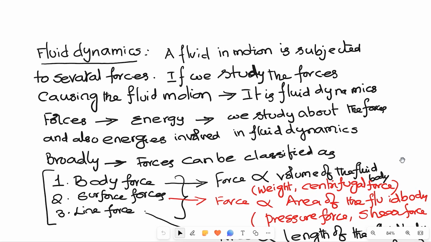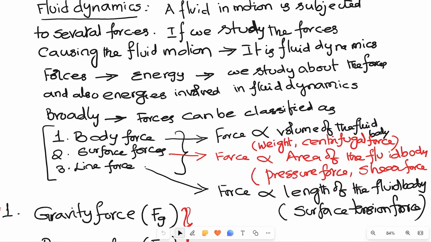The forces which are proportional to the area of the fluid body, we call them surface forces. The best examples are pressure force and shear force. These are all surface forces. But there is only one line force which we consider in fluid mechanics. That line force is the surface tension force. Forces which are proportional to the length of the fluid body are called line forces. So these are the first three things.